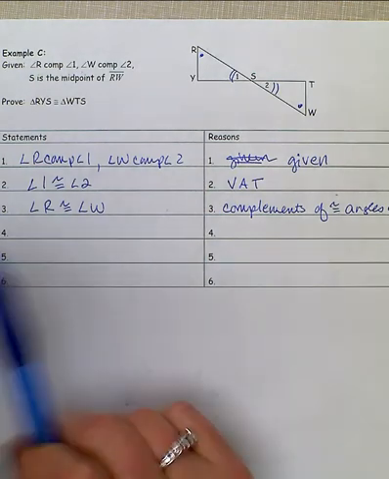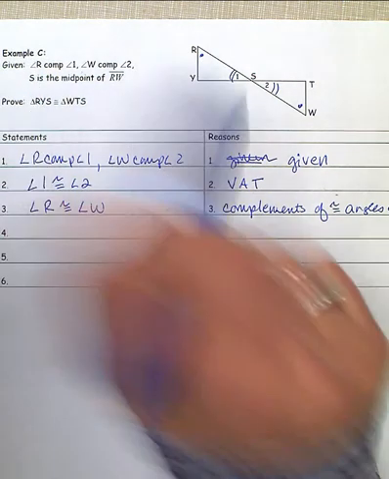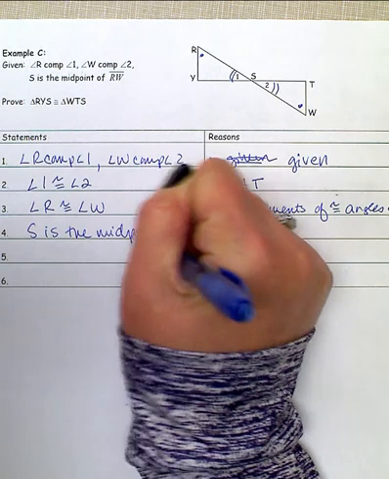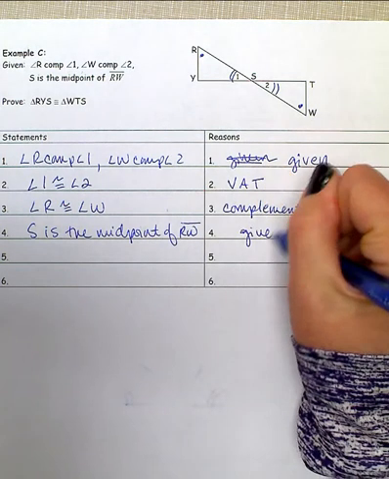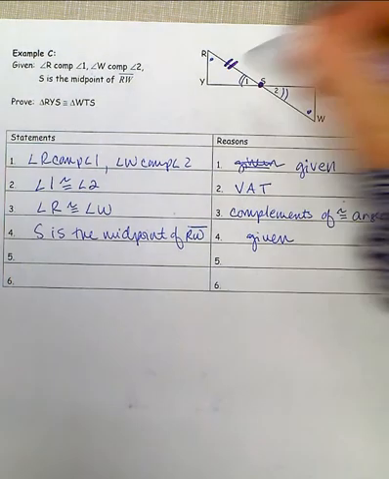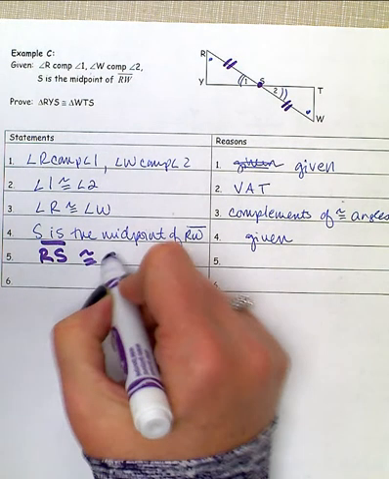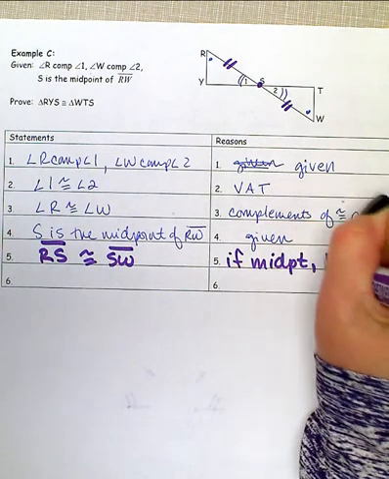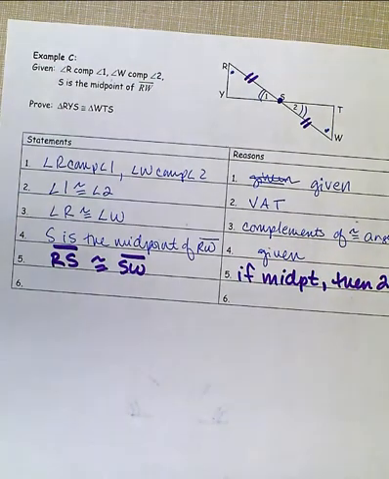So, what do we got? What else am I given? Oh, S is the midpoint of RW. So that's given. And then I look at my picture and I say to myself, S is the midpoint, so that tells me that RS is congruent to SW. Because if midpoint, then two congruent segments. I'm going to put this in pen so I can fit it.